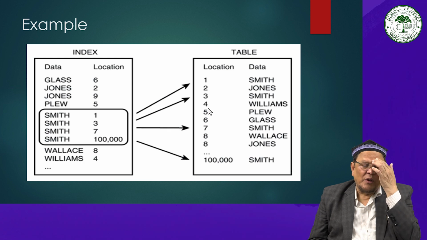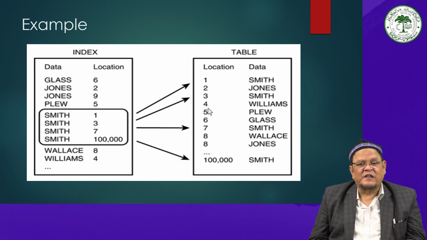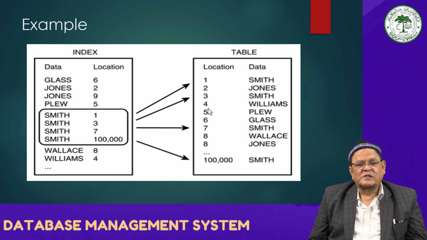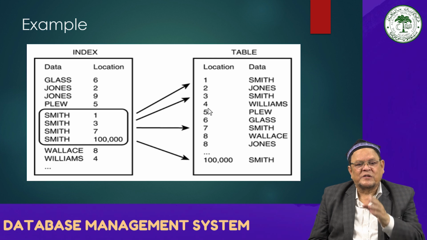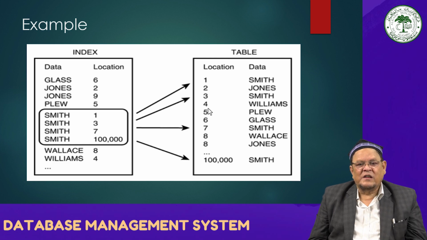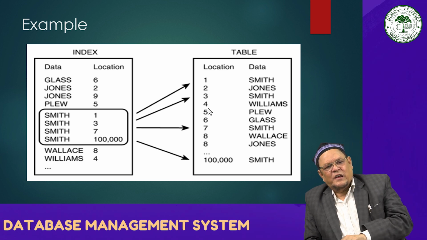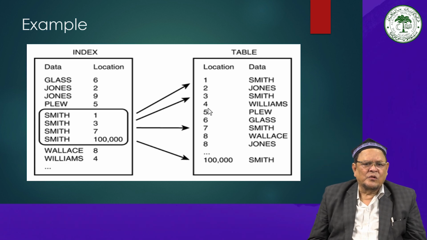Taking one example, you can see on the screen there is an index, and the table locations are 1, 2, 3, 4, 5, 6, 7, 8, and the data is S. Smith, John, S. Smith, William, Lee, Glass, like that. When you are indexing on the location, Glass and the others are arranged from A to Z.